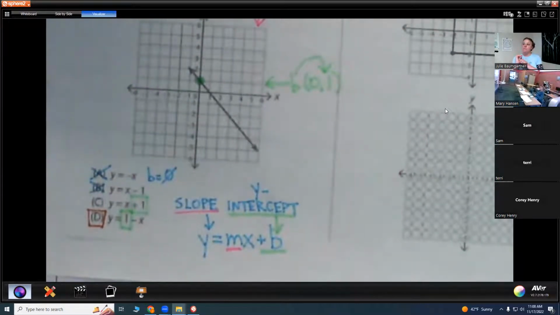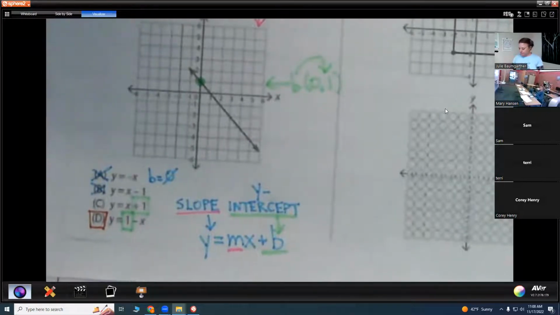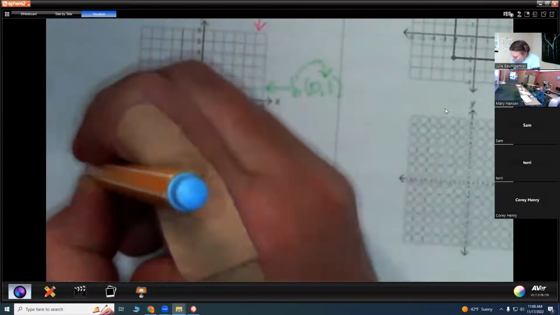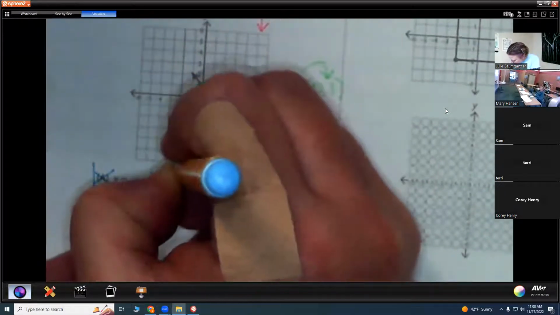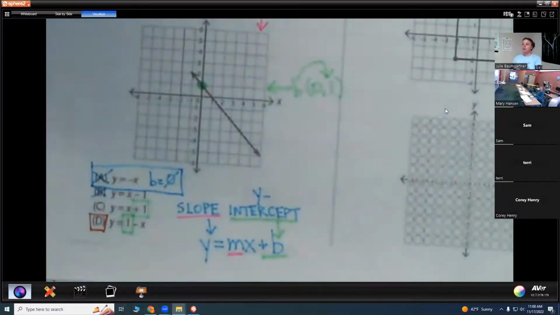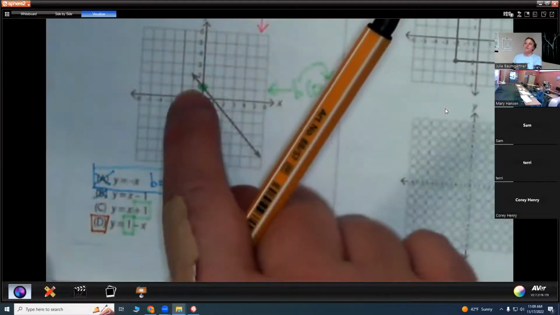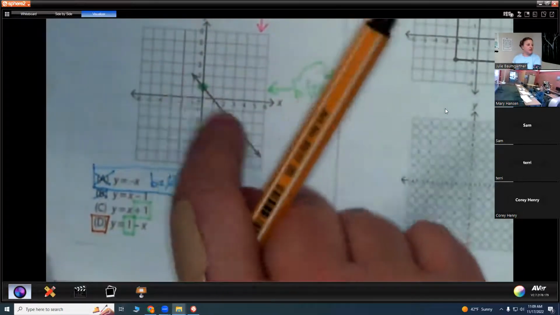No, it's only A where B is 0. So you're trying to find the B. Oh, yeah. So if you had to calculate B, say you started, so the line did hit 0, you just have to go to 0. Oh, so if you couldn't see where the line is crossing the X or the Y.